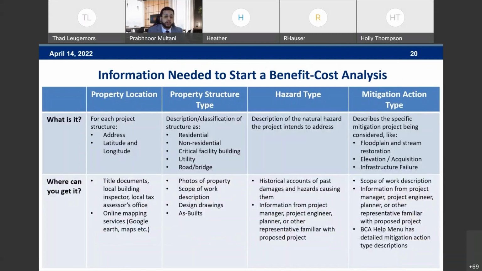Information needed to start a benefit cost analysis. So these four components are part of the project configuration. This is important information to have before starting the benefit cost analysis. So we'll start with property location.